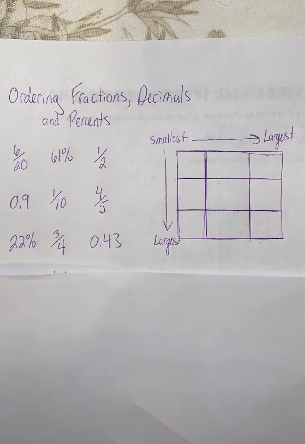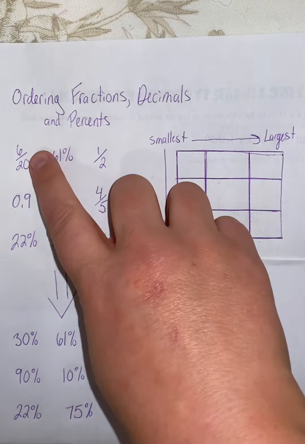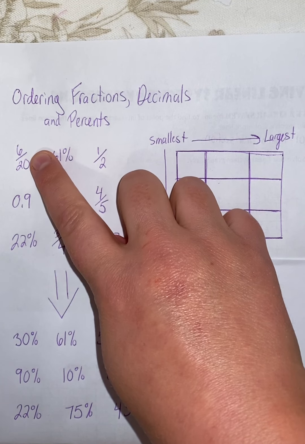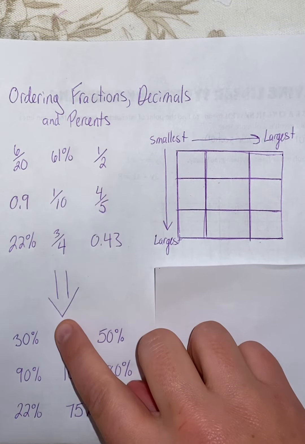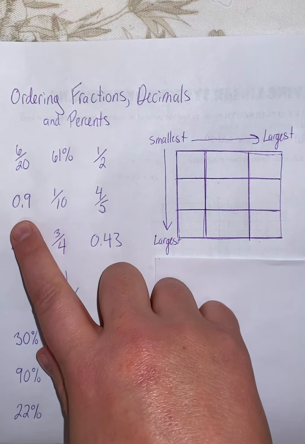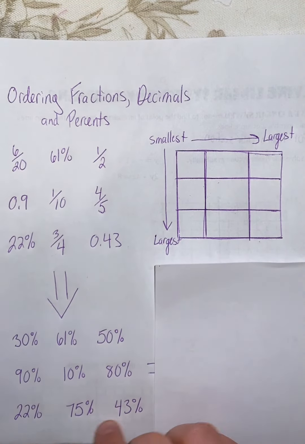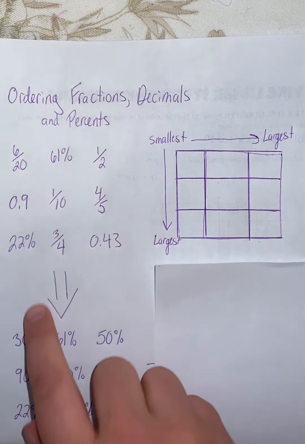Okay, so this is how I chose to solve it. I turned everything into a percent. To change a fraction into a percent, I just do 6 divided by 20. It's going to give me 30. The percents are already a percent, that's easy. And then 0.9, I just do times 100, and that'll give me a percent, right?